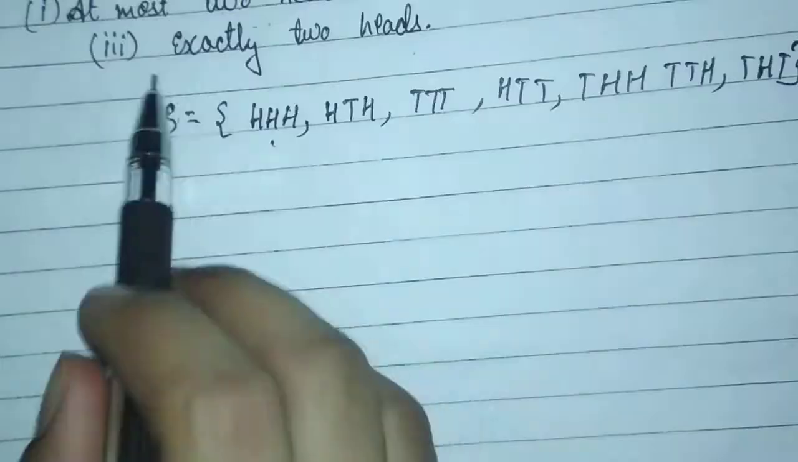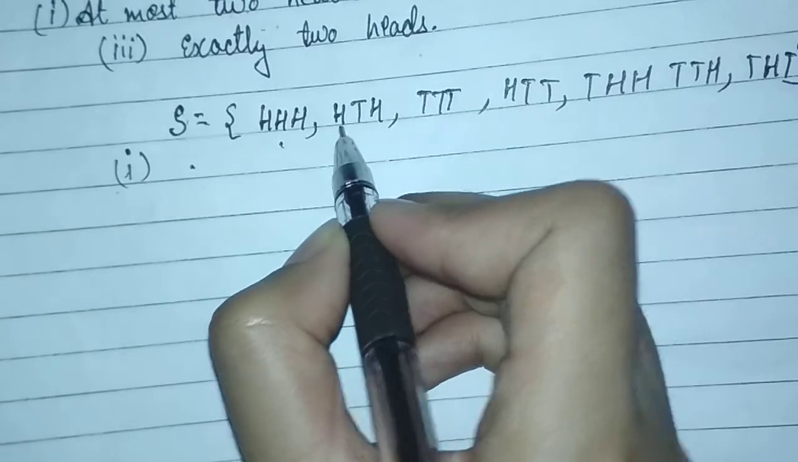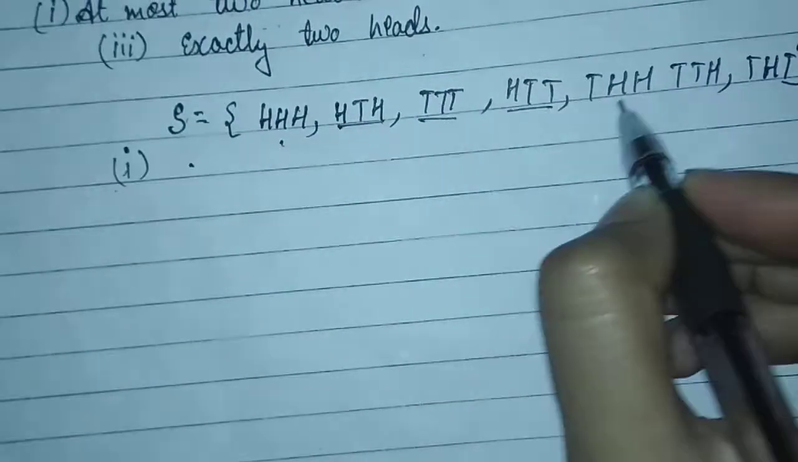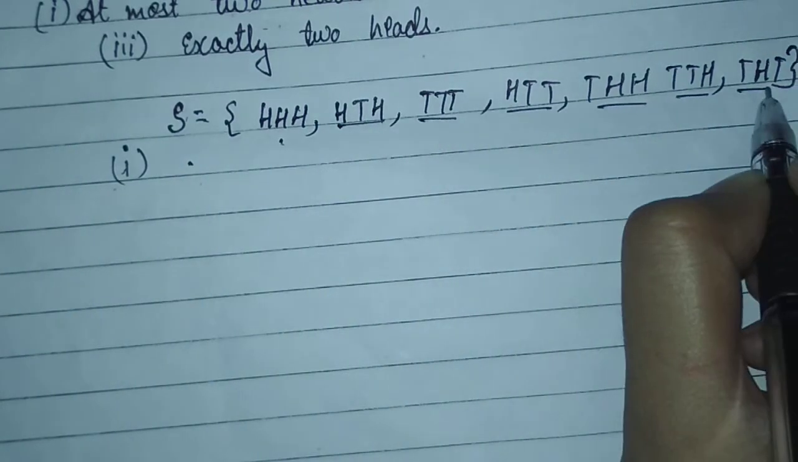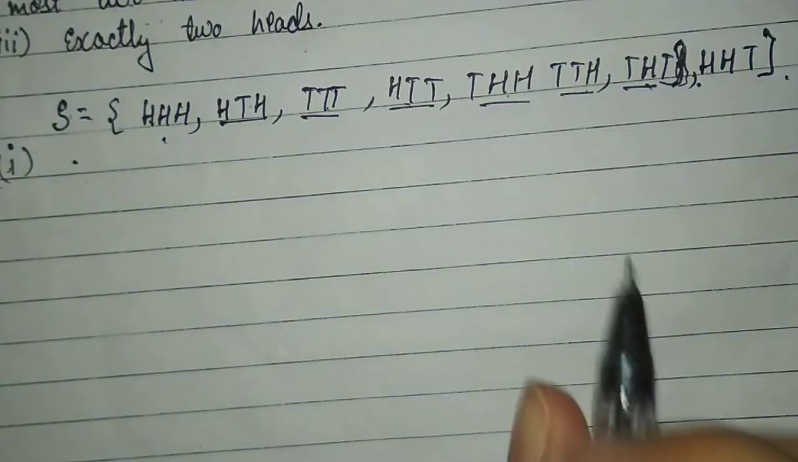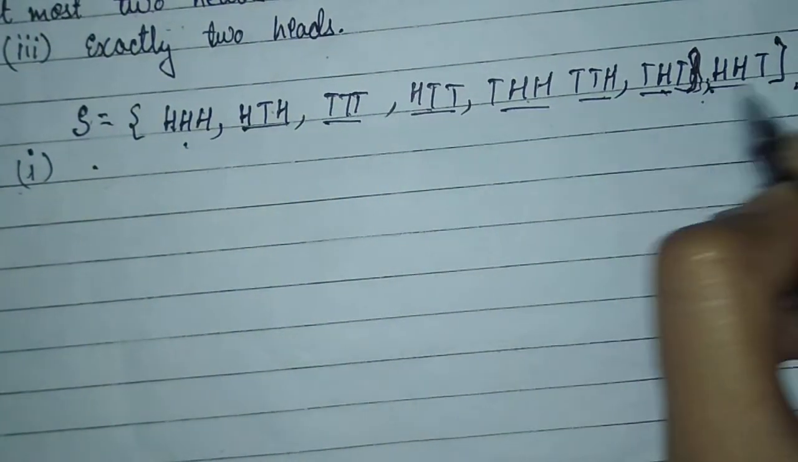Now we have to see at most two heads. First we have to write at most two heads. At most two heads means 1, 2, 3, 4, 5 and 6, means 6 are there. So I have missed one here, that is HHT. Okay, so here we have 7.